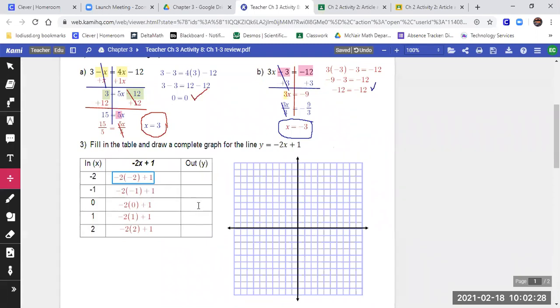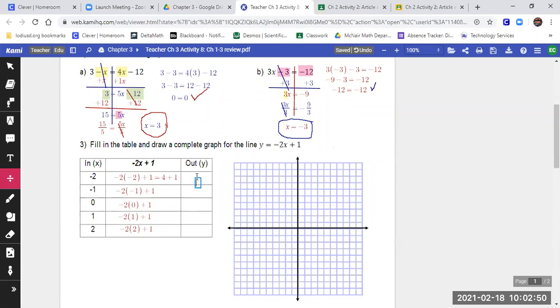-2 times -2. Now, when I multiply two negatives, they change to positive. So anytime we're multiplying and it's two of the same, they're positive. So it's saying positive what? 2 times 2. Four. And then according to the rule, I have to add one more.